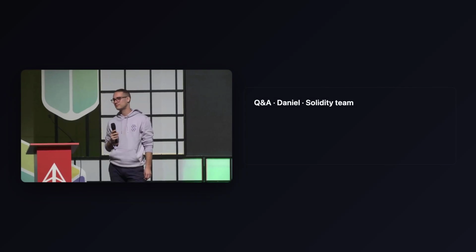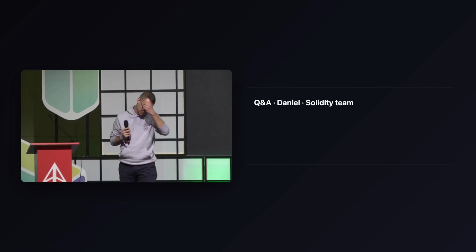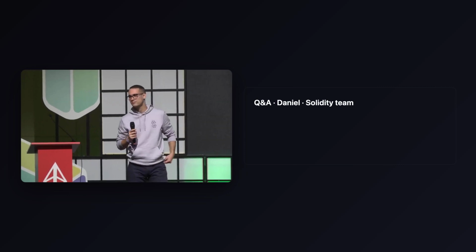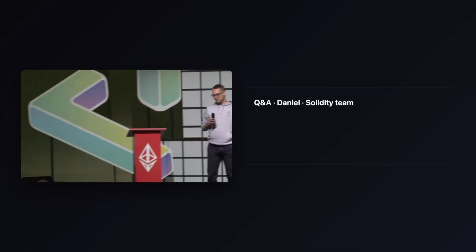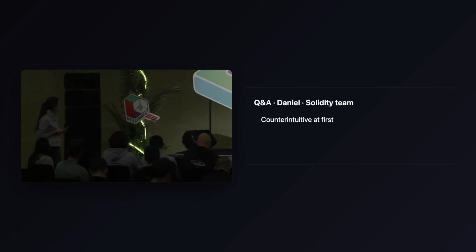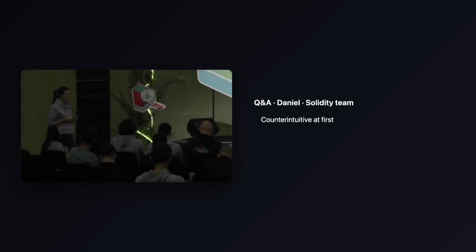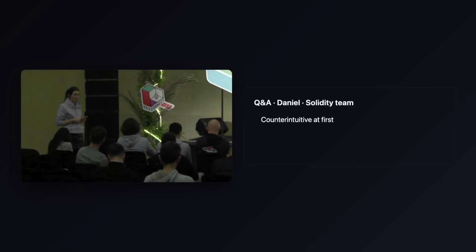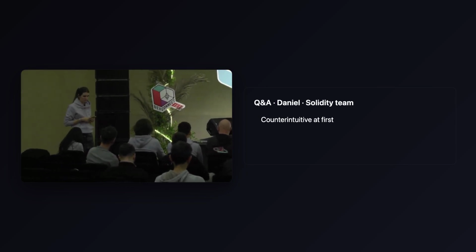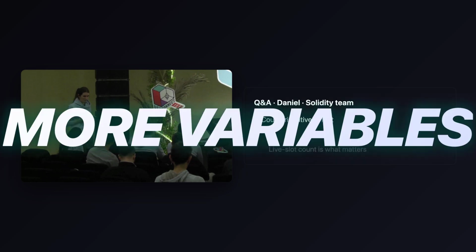Here is the part that confused me when I first heard it. Someone in the Q&A asked Daniel from the Solidity team why some legacy contracts fail to compile under via IR. And his answer was the opposite of what you would expect. He said via IR uses more intermediate variables, not fewer, and that is exactly why it produces fewer stack errors.